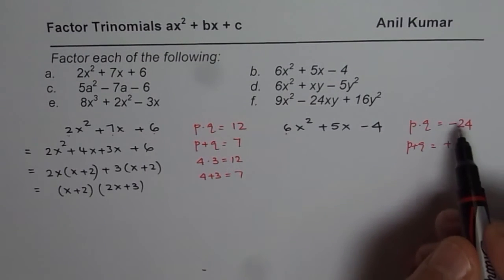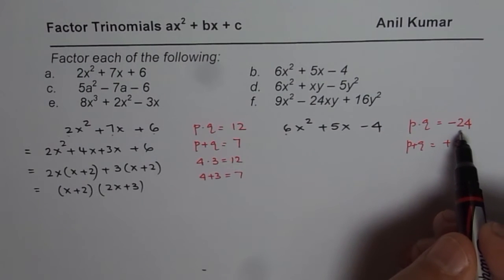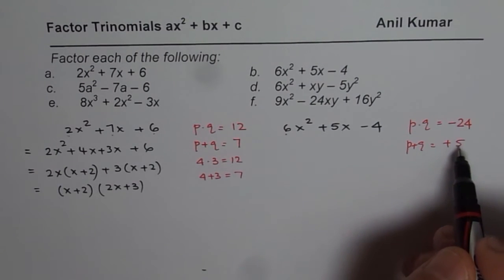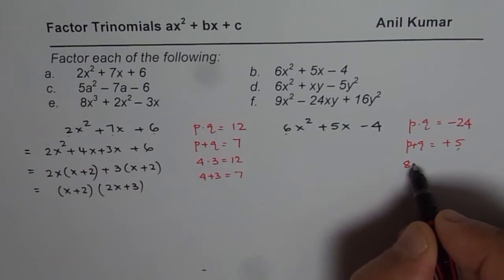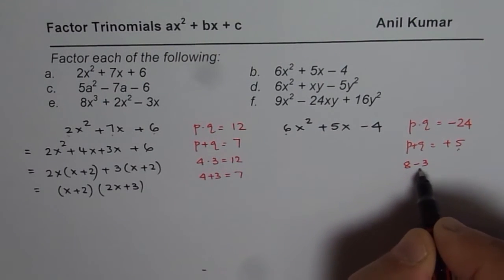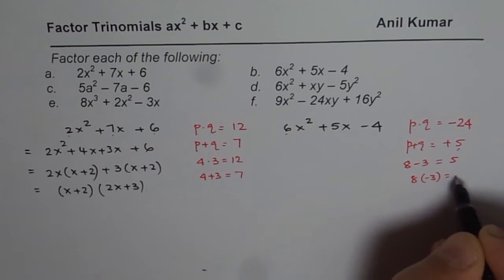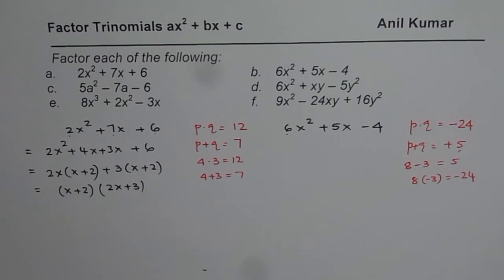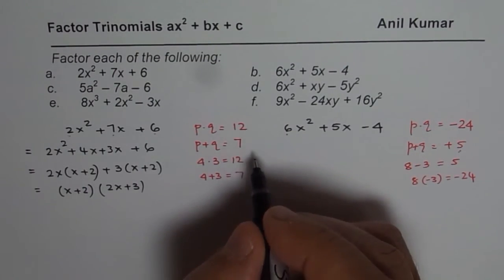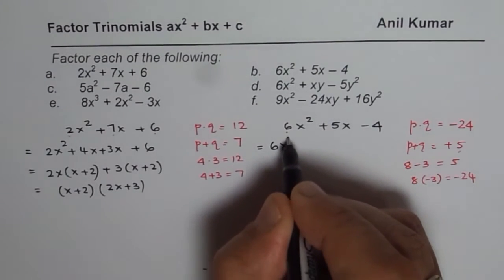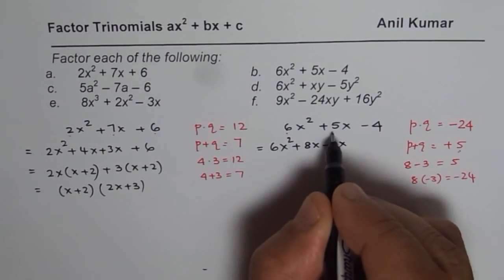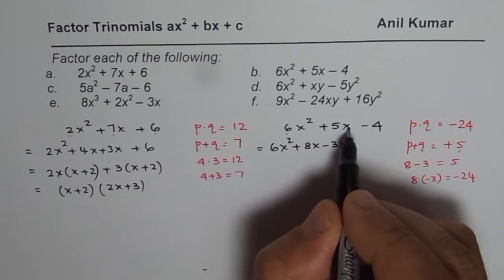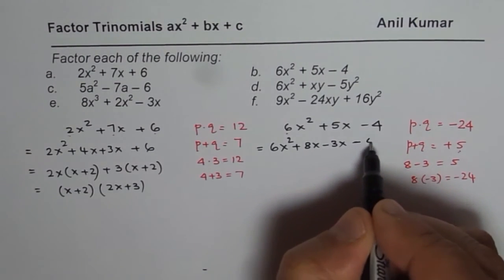Product is negative 24. That means one of the numbers is negative, the other one is positive. The positive number is greater than the negative number. The numbers are 8 and minus 3. So when you do 8 minus 3, you get 5, and when you multiply 8 with minus 3, you get minus 24, right? So that is the strategy. So we can write this trinomial as 6x squared plus 8x minus 3x minus 4. That is how we can write 5x as 8x minus 3x, right?